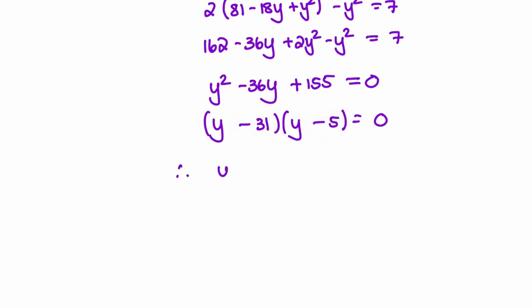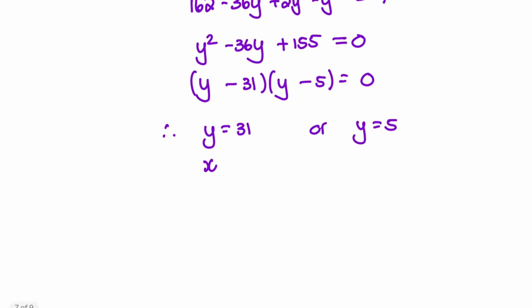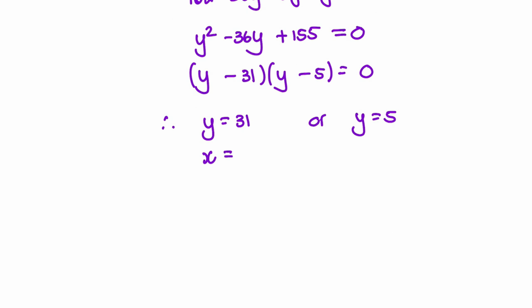Therefore, y would be equal to 31, or y would be equal to 5. And now I have my equation for x, which is 9 minus y. So we'll have 9 minus 31, or x is equal to 9 minus 5. So that leads me to an x value of negative 22, or an x value of plus 4.